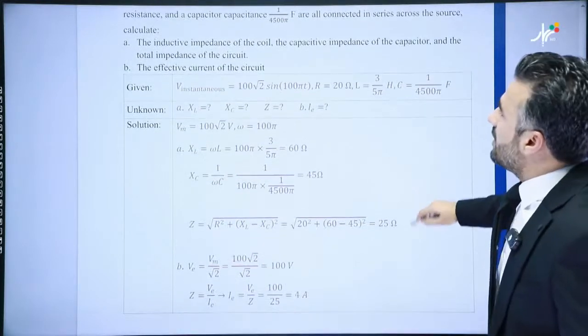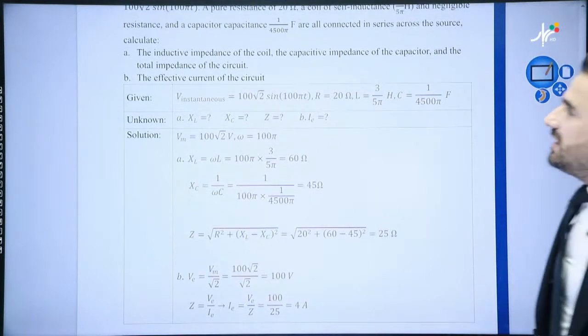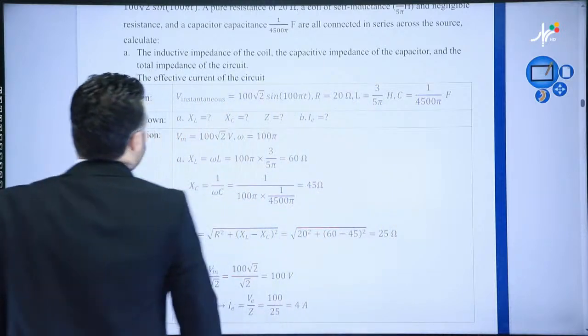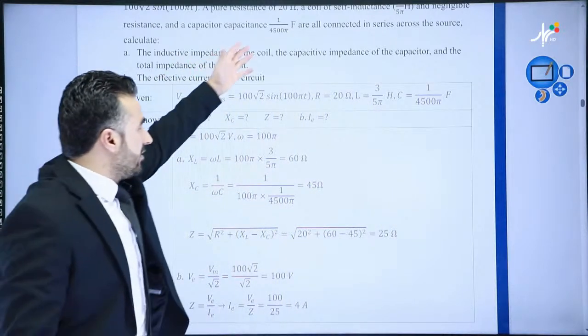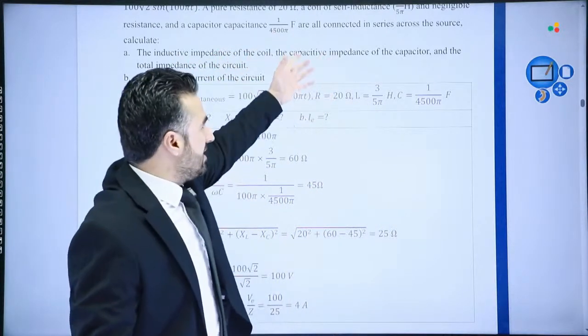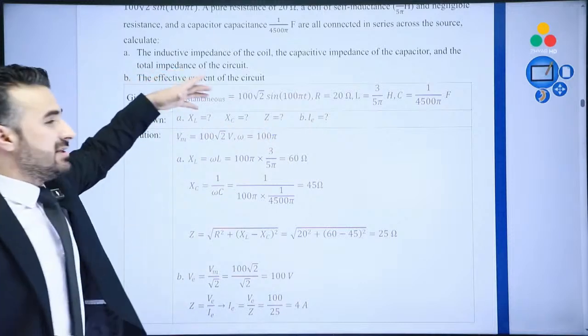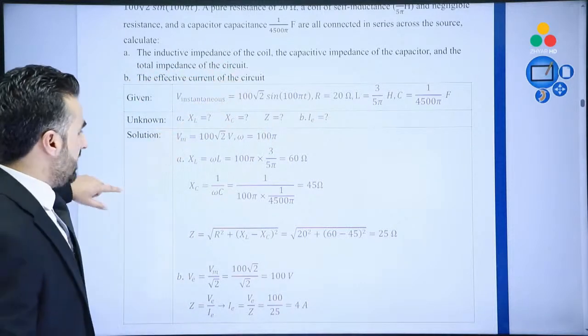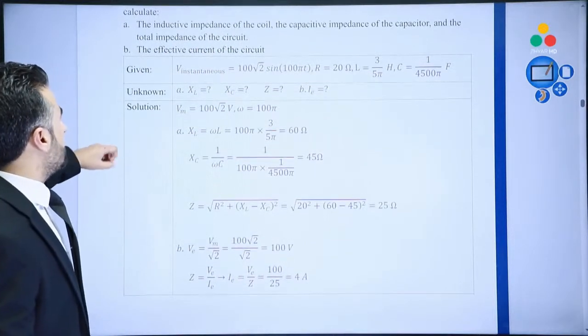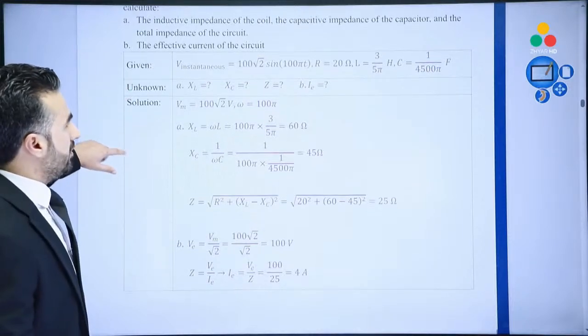Calculate the following. First, the inductive impedance XL of the coil, the capacitive impedance XC, and the total impedance Z of the circuit. Then part B, find the effective current of the circuit as well.